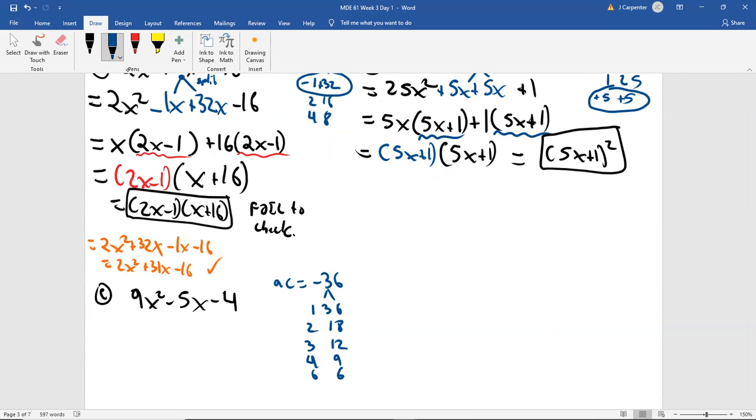36 minus 1, 35. Nope. 18 minus 2, 16. Nope. 12 minus 3 is 9. Nope. 9 minus 4 is 5. 6 and 6 would cancel. Has to be subtraction because that was a negative.